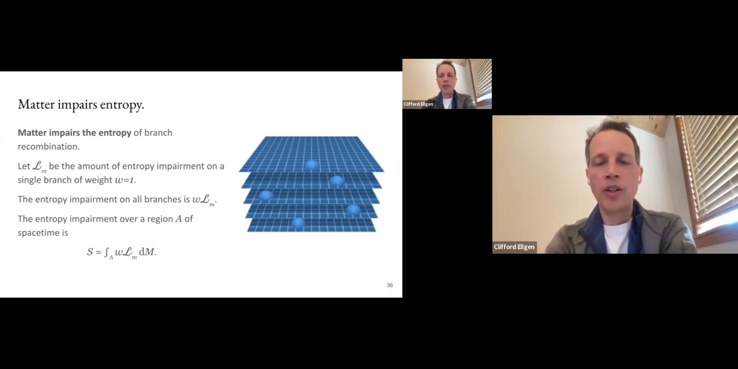And then we say that the amount by which, and then to get a sense of how much an individual branch is affected, we say that L sub m has some entropy impairment on a single branch where that branch has weight 1. And then the total entropy impairment over all of these branches is going to be W, the total branch weight in all the branches, times L sub m. And then if we're going to ask about the entropy impairment in some region A, again, we integrate over that region of the quantity W times L sub m.